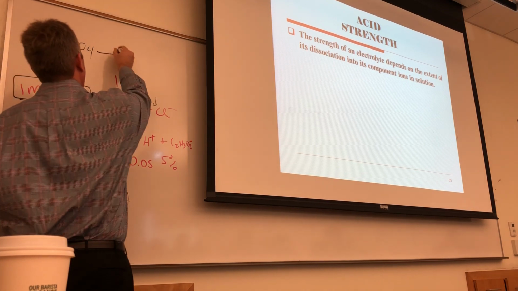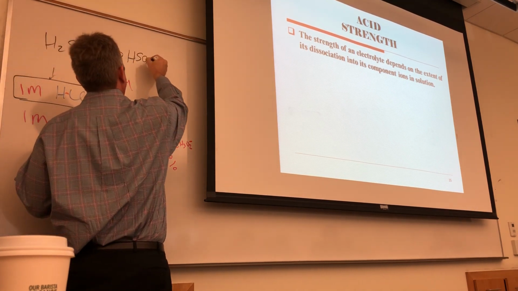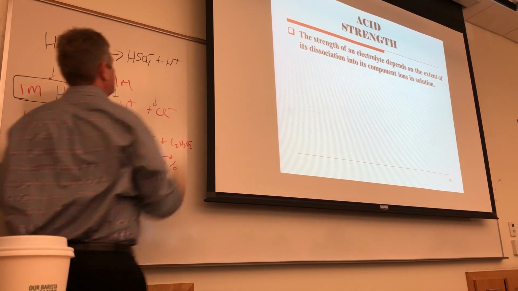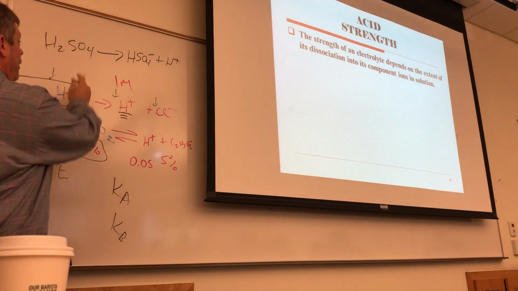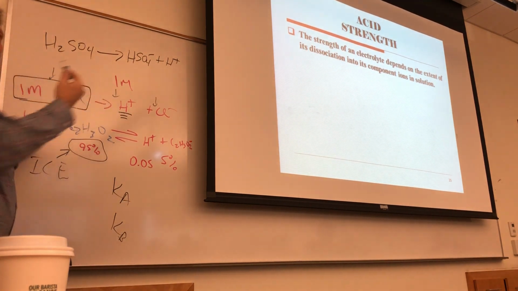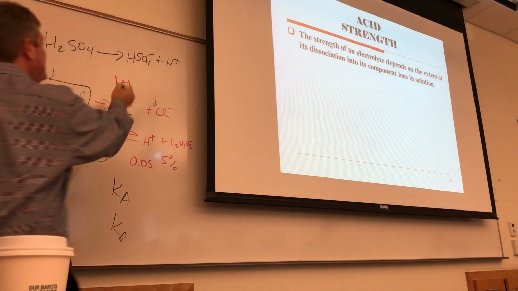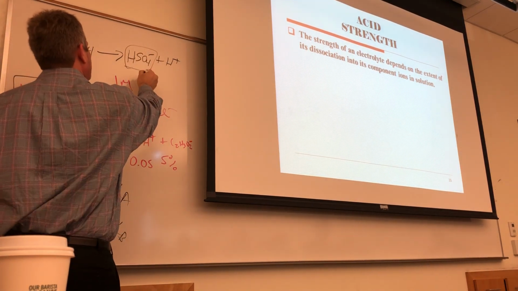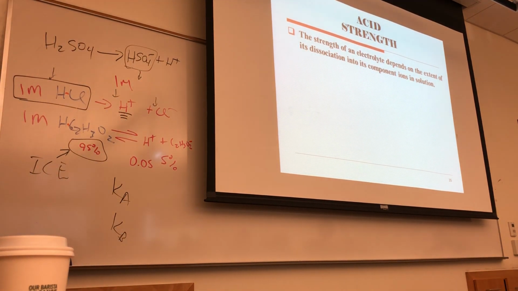So the first one would go all the way here to this, but not all the way. 1 arrow, no equilibrium. But now here, can that also be an acid? Is that one going to be strong or weak? It's going to be weak.